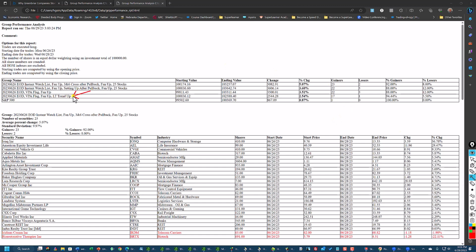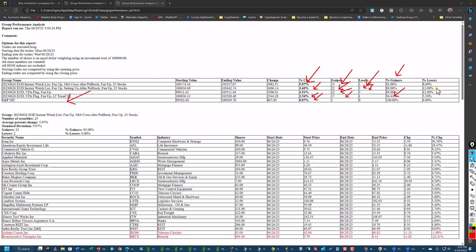All right, so here's the S&P over that time period through yesterday's close, up 0.87. The 3 groups, the instant watch list, fan up 3 and 6 cross after the pullback was up 5.07 with 23 gainers, 2 losers. The instant watch list fan up setting up after the pullback, 22 and 3, up 3.60%. And the VPA flag fan up, 22 and 3. These are the percentage gainers. And then fan up, long-term trend up, which is a slight variation on the other group. It didn't do quite as well. Well, actually, they had 94% gainers, but the percentage wasn't as great. Okay, so for those 3 days at least, these were working.